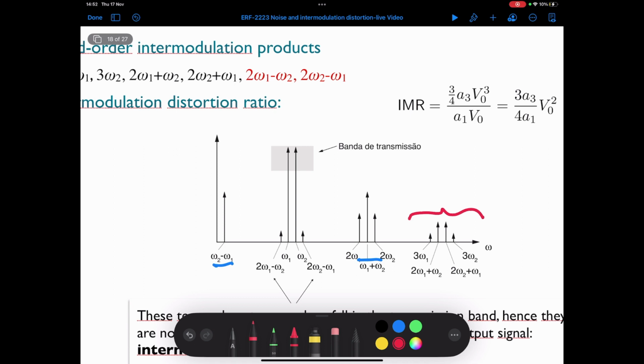Okay? These are third order terms. You see that 3 times the original frequencies, omega 1 plus omega 2 and 2 omega 2 plus omega 1, which are these two signals here. But then we have those that I mentioned before, these ones here. And as you see, they are very close to the original frequencies. Okay.